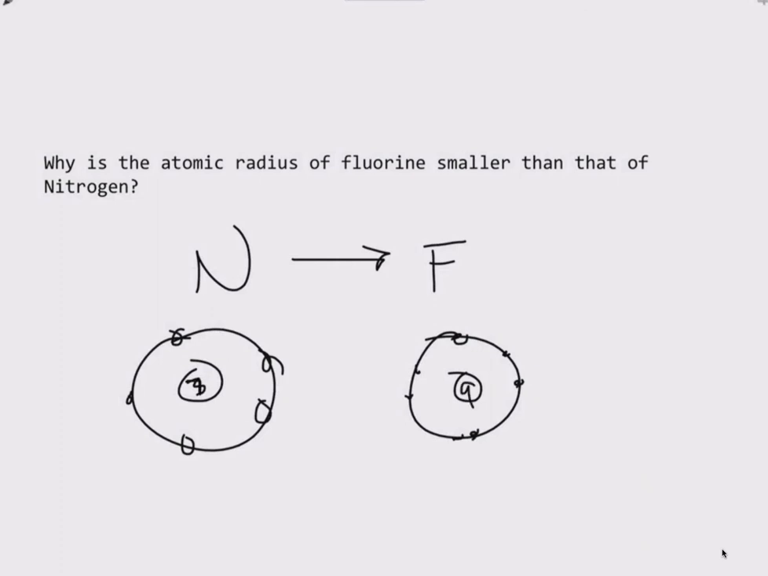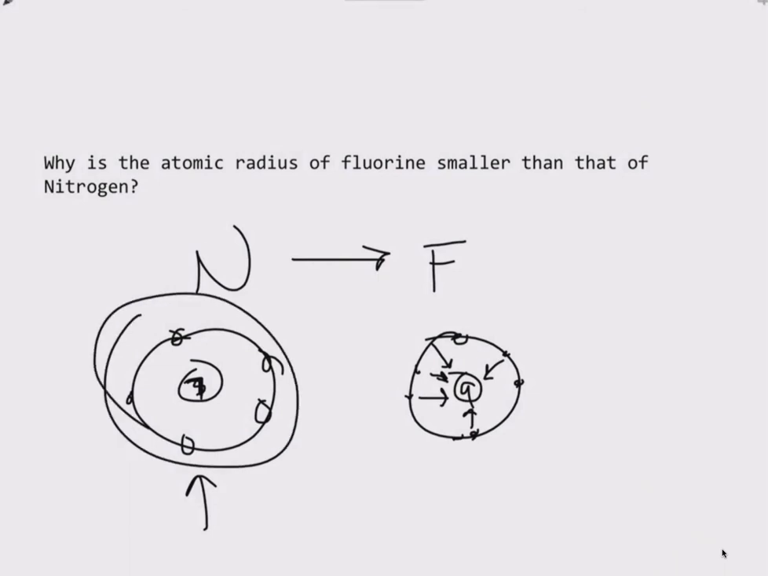Those 9 protons are pulling on electrons that are on the same energy level as the 7 protons of nitrogen. So these 9 protons are able to pull the electrons in closer because they're essentially more concentrated than they are in the nitrogen. So the nitrogen is a little bit bigger because those 7 protons can't pull on the electrons as much as the 9 protons in fluorine, and that is why fluorine is smaller in radius than nitrogen.